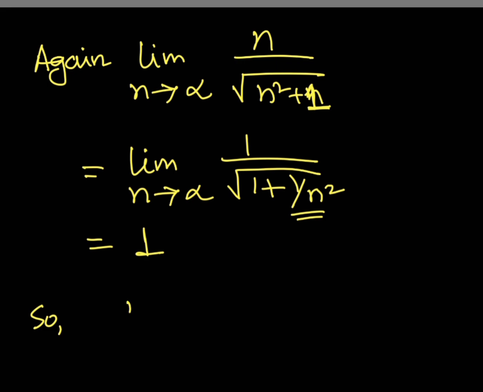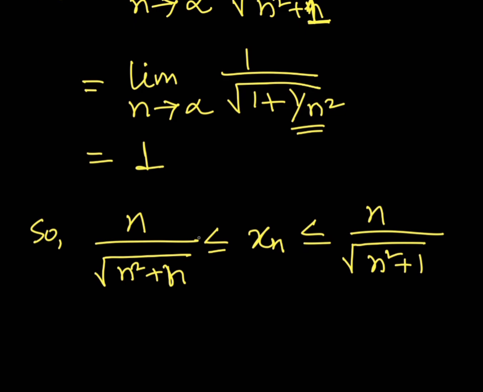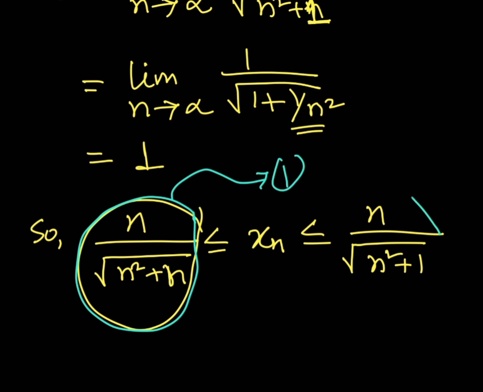So we had n by square root of n square plus n less than or equal to xn less than or equal to n upon square root of n square plus 1. So now this limit goes to 1 and this limit goes to 1.